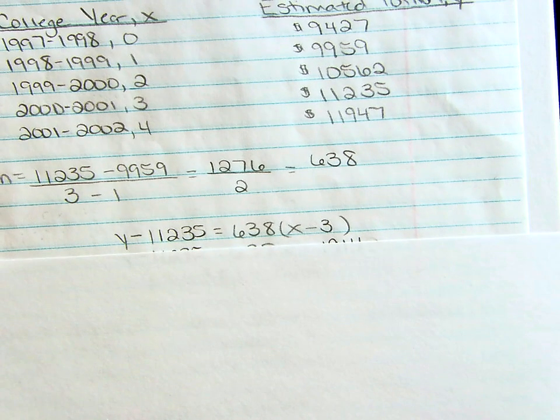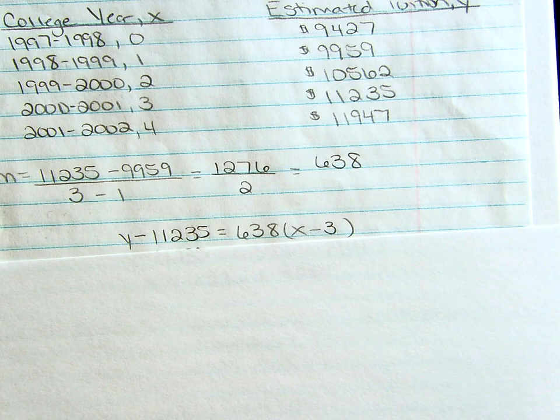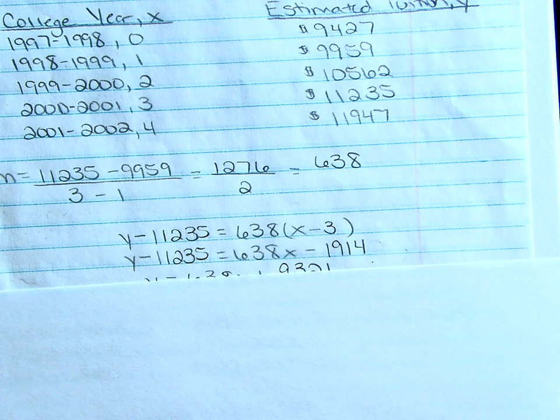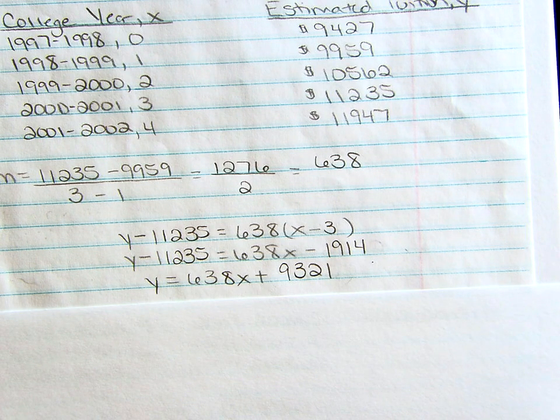Well, how do we do that? We're going to figure out the equation by using one of those points that they gave us and the slope that we just found. I used the second point, 3, 11,235. I plugged that in for my y1 and the 3 in for my x, with the 638 that we just found. Distribute, combine like terms, and get it written as y equals 638x plus 9321. Now, based on this, I can figure out how much tuition is going to cost in any given year. Obviously, we are assuming that tuition only rises by $638 every single year. There are some assumptions that have to be made to make this real-world problem work.